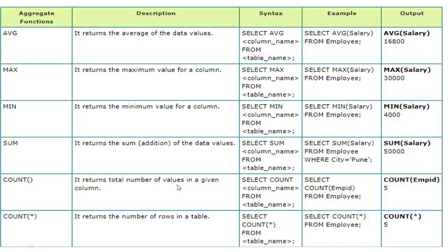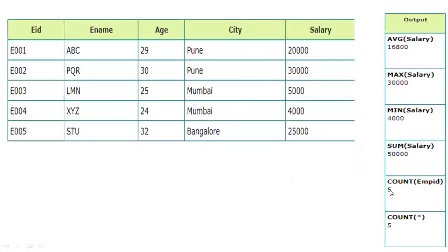Then COUNT returns the total number of values in the given column. So you get the count of how many values are there. This is the syntax: COUNT(column name) FROM table name, for example SELECT COUNT(employee ID) FROM employee. Based on the employee ID, you find the number of records available, and here COUNT(employee ID) is 5. As we know, there are 5 employee ID records in the table.